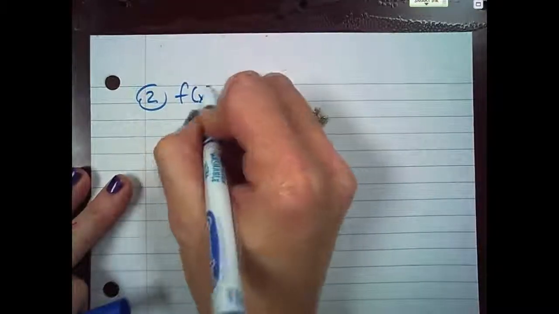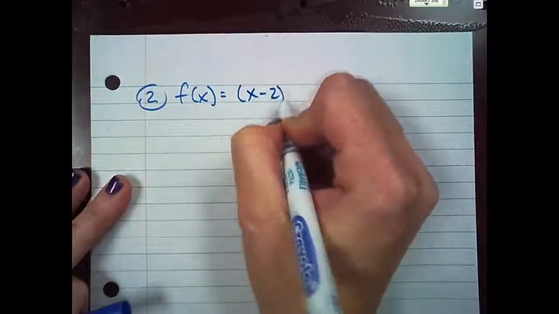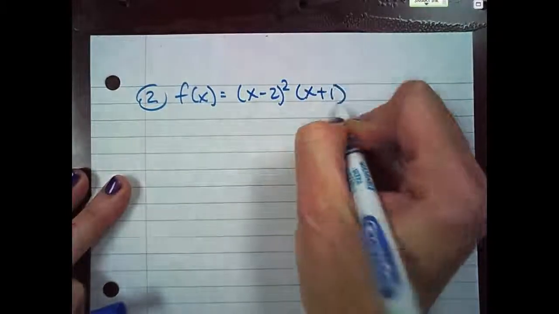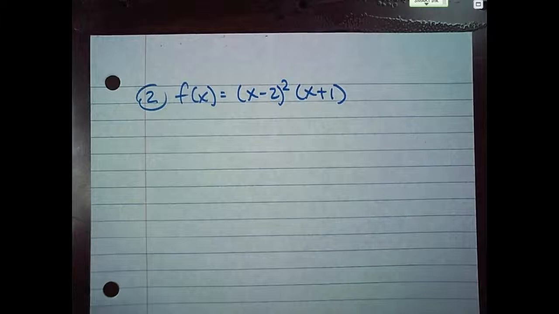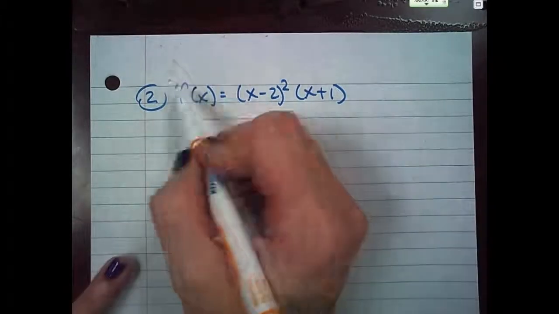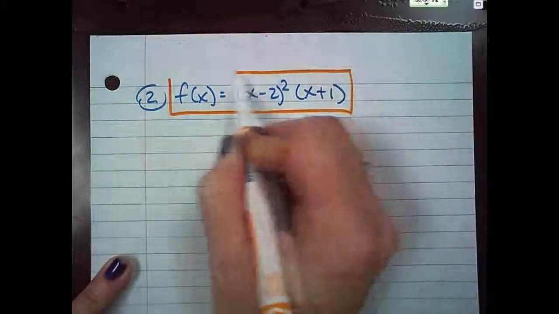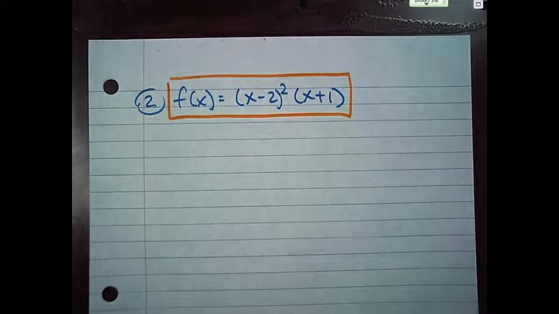f of x equals (x minus 2) squared times (x plus 1). Why do we need to know? Oh, by the way, your calculators are a great way to check. But when you get ready to do it on the test, you can't use a calculator. But please use them to check.